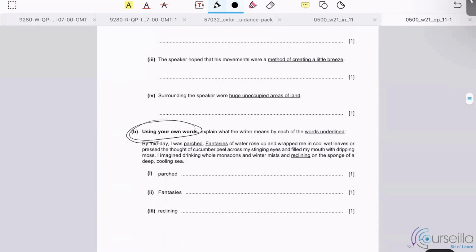Here again, using your own words. Using your own words means that you're going to answer this in your own words, not copy from the text. What will happen if you copy from the text is that you're not going to get the mark. Okay? By all means, you're not going to get the mark.